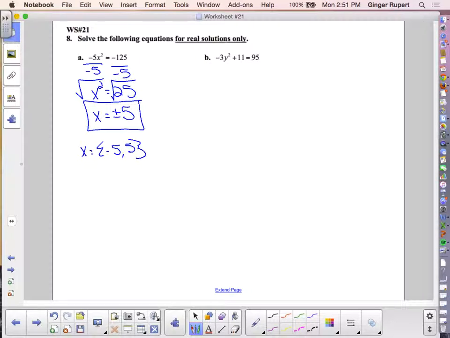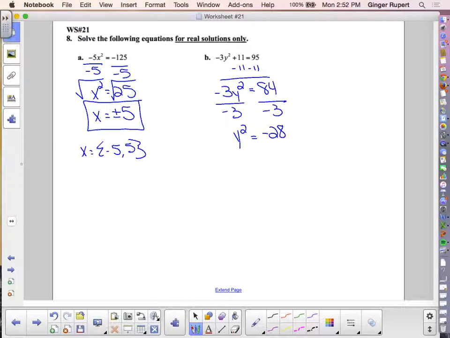B, again, you have no b term here, so you can use the square root method. Subtract 11 from both sides, and you will have minus 3y squared equal to 84. Divide by -3, and you'll have y squared is equal to -28. Take the square root of both sides.